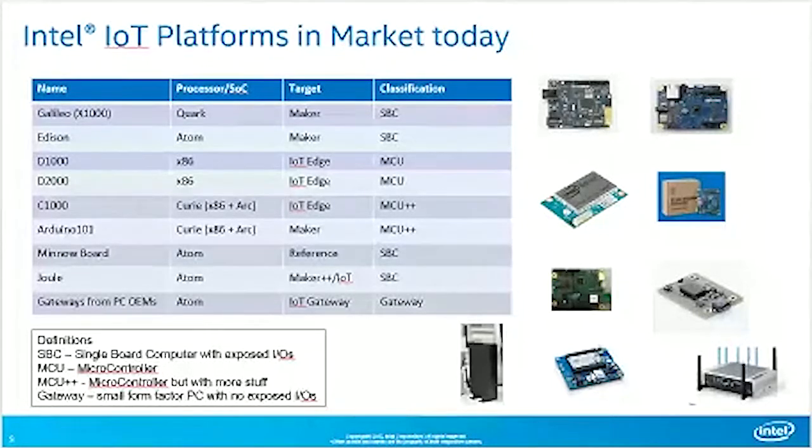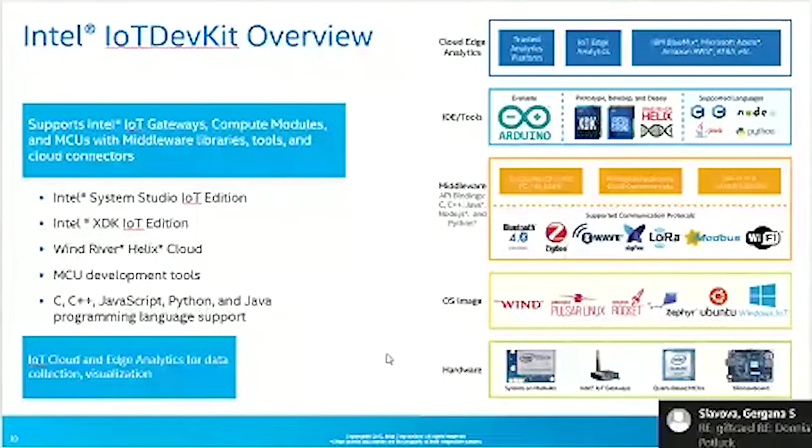And then we also have the gateways or the PC class machines, which are used for aggregating the data that is collected by various IoT devices, and then using it for detecting the information. So these are the platforms that are in the market today. And what people can do is use them to build and collect data very easily.